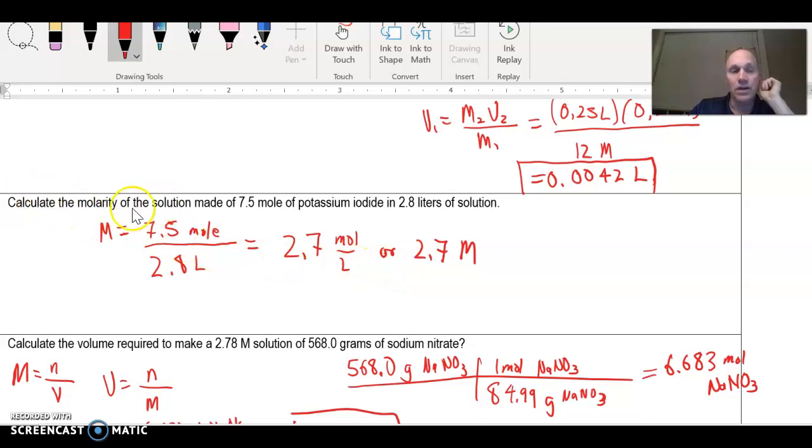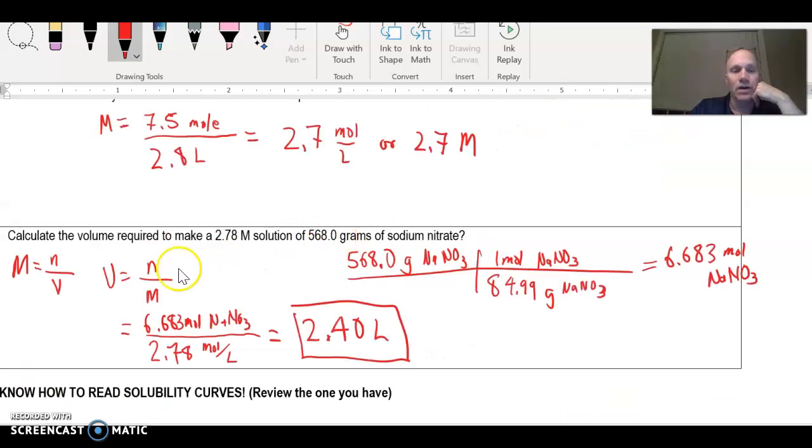All right, another molarity problem right here. It gives us the number of moles and the number of liters, and we can calculate the molarity. Notice, remember with molarity, you can either give your unit as moles per liter, but you could also use capital M. It means the same thing.